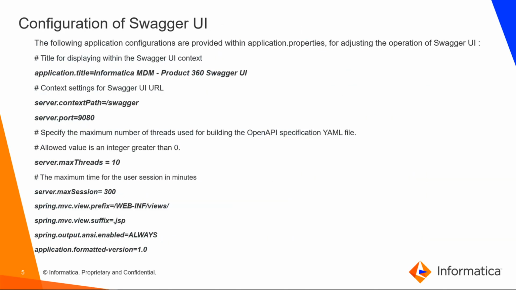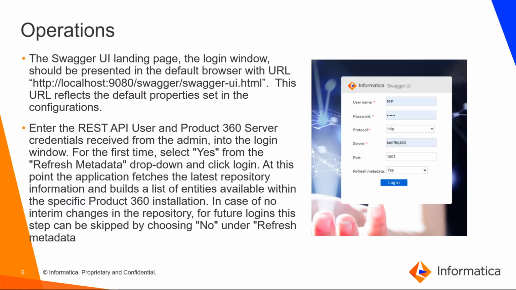Following are the configurations provided within the application.property, which is used to adjust the operations of Swagger UI. We have different properties like title, port, max thread and max session, etc. So the Swagger UI login window can be opened in the default browser using the below URL. This URL reflects the default properties set in the configurations.